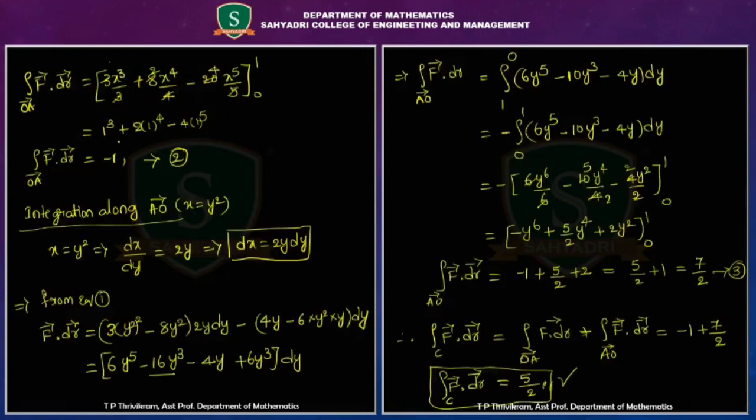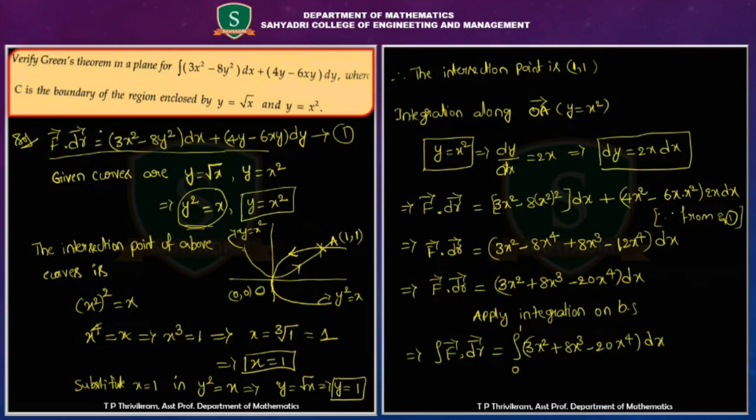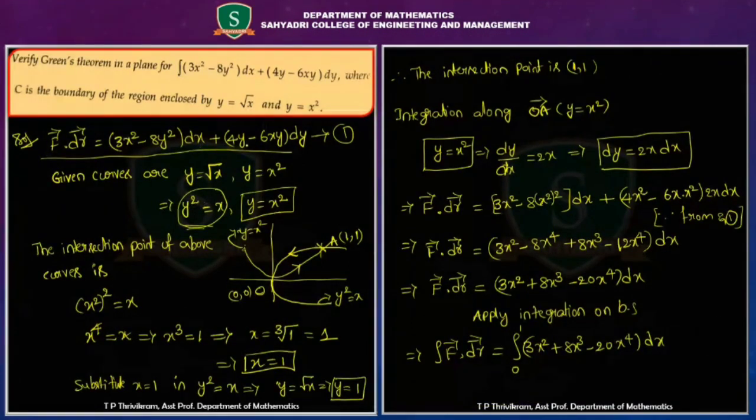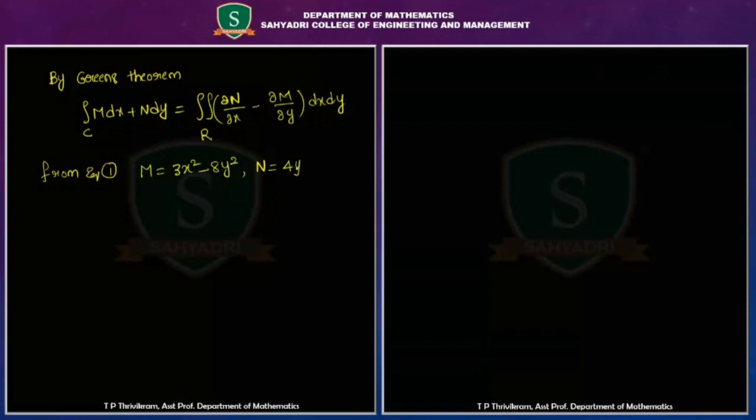So let us see what is that equation 1. Okay, so F dot dr, this is equation 1. From this, the dx quotient you have to take. So the dx quotient, M, is equal to 3x square minus 8y square, comma, N value is the dy quotient. So the dy quotient is 4y minus 6xy.